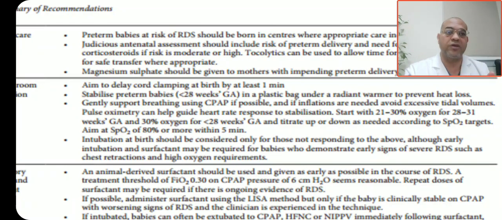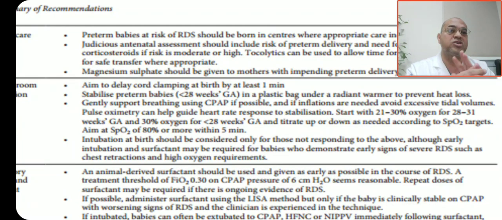The second medication you have to give to premature deliveries is the tocolytics. There are two benefits from the tocolytics. It will give time for effective action of the dexamethasone, and it will also give time for safe transfer to a higher center appropriate to treat such cases of RDS. The third medication is magnesium sulfate, given for impending premature deliveries. It will help improve the neurodevelopmental outcome.